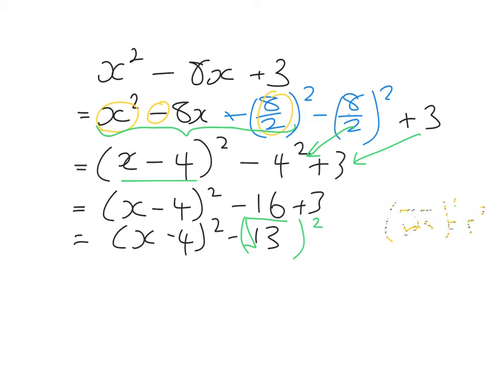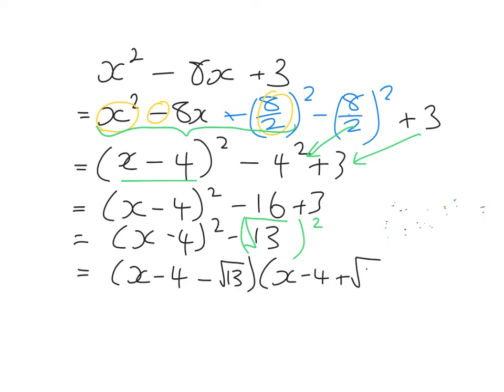So the next thing that we need to do is our difference of 2 squares. a squared minus b squared equals a minus b, a plus b. So we write our first bracket, x take away 4, take away square root of 13, and x take away 4 plus the square root of 13. Okay, let's go on to the next example.